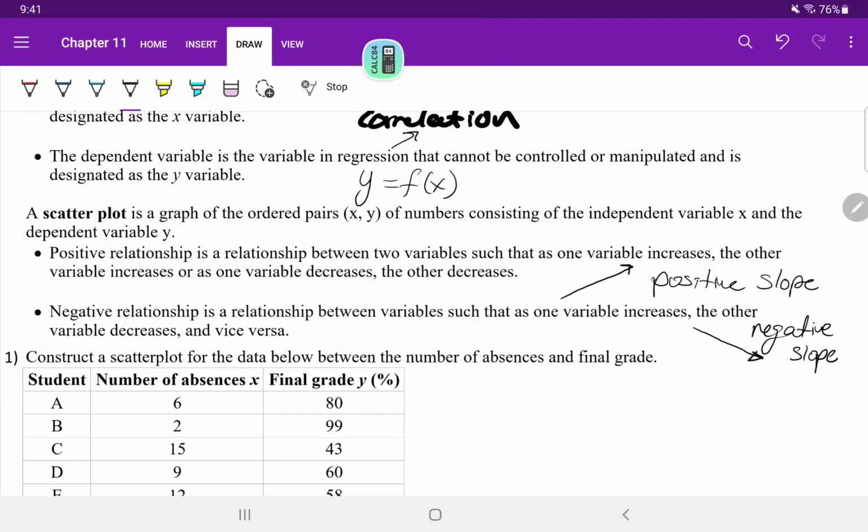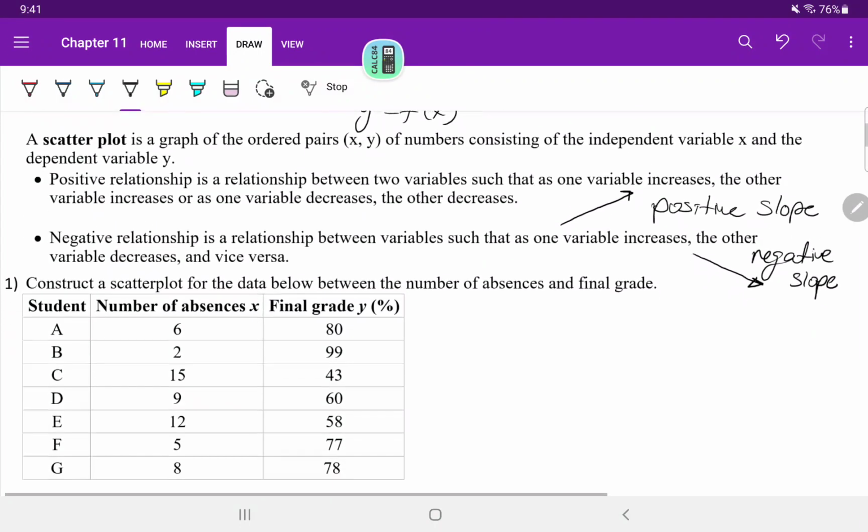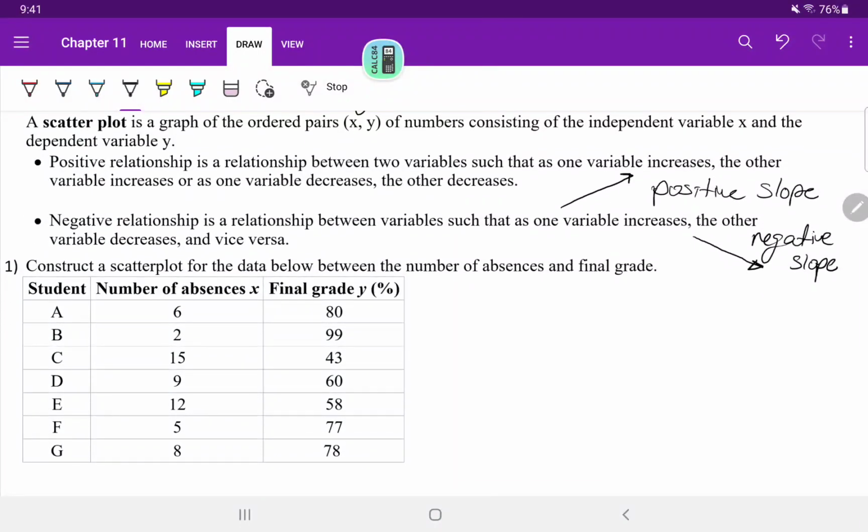Okay, we're going to construct a scatter plot, and we're going to use this information right here. But before I do that, I also want to state the other kind of relationship, and that is having no relationship. That means the data will look flat like this. And this right here is a zero slope. That indicates no relationship between the variables, or a very weak relationship between your variables.